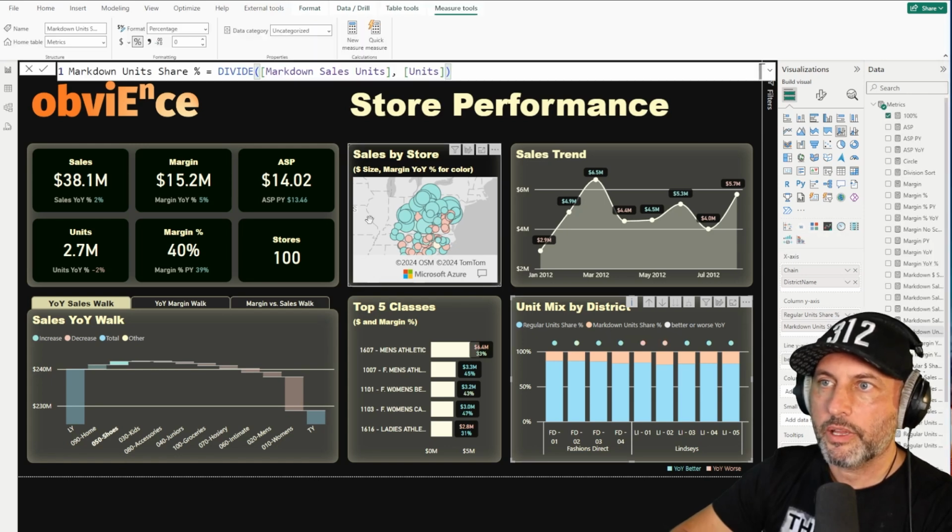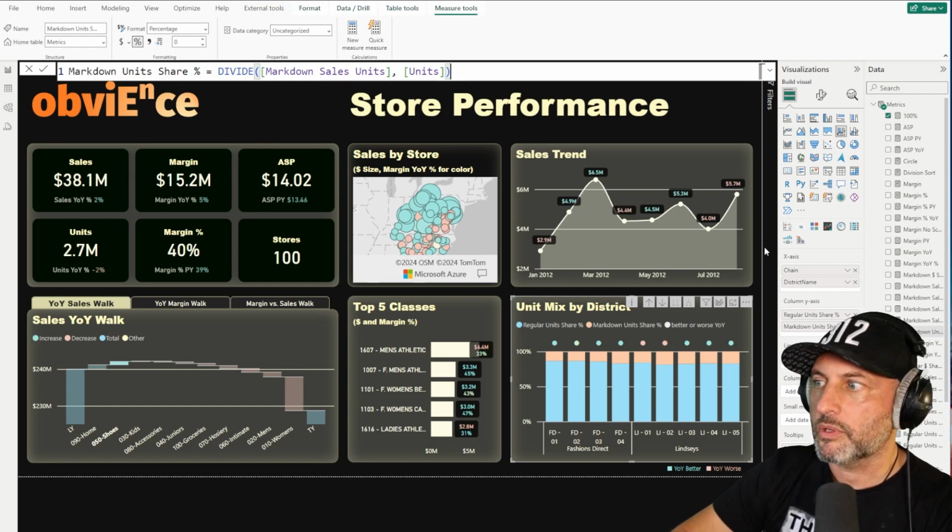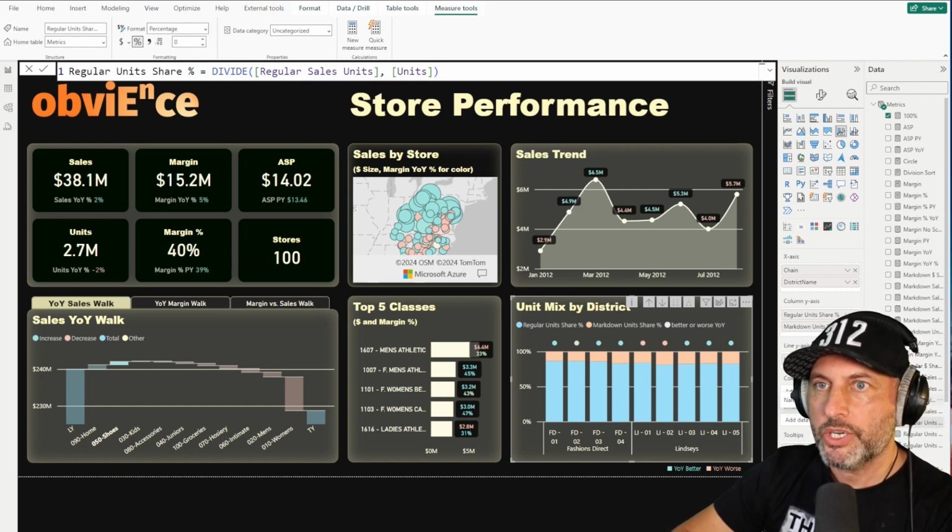So if you look at this calculation, it's trivial. I have my total units, I have my total Markdown sales units, I divide by the other, and that's going to give me the percentage of Markdown sales, and then I do the same for the regular unit sales. So now I have two percentage measures that will add up to 1, and that's exactly what's giving me this distribution. So that looks like I've created my stacked chart.